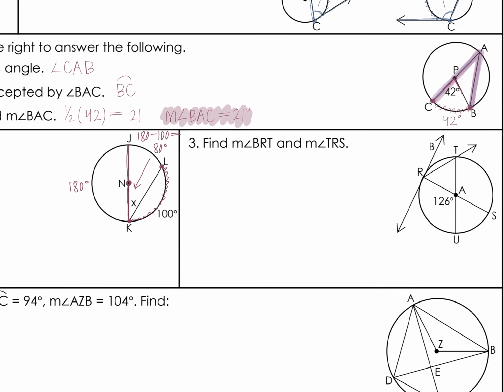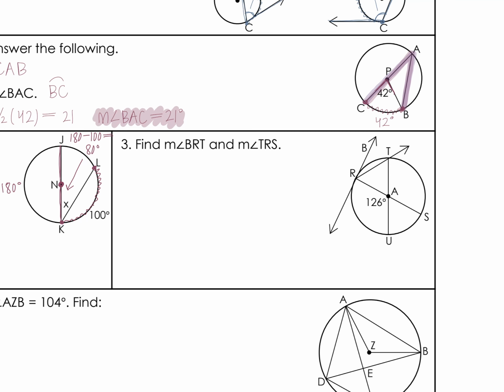All right, now let's move into number 3. Okay, so for number 3 here, we have find the measure of angle BRT, okay, and we are going to find the measure of angle TRS. All right, so what do we know so far? Well, so far we know that this angle here is going to have a measure of 126 degrees, okay?